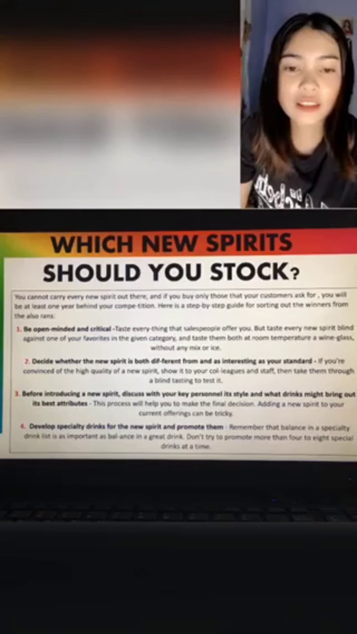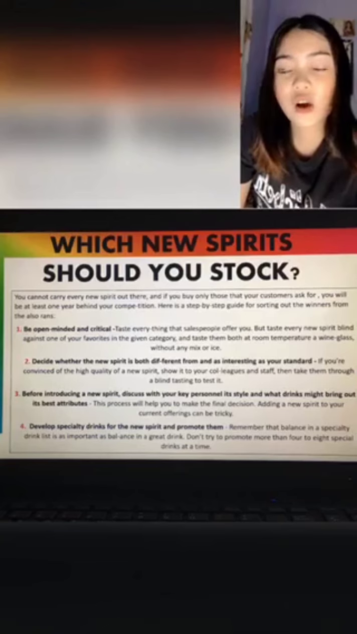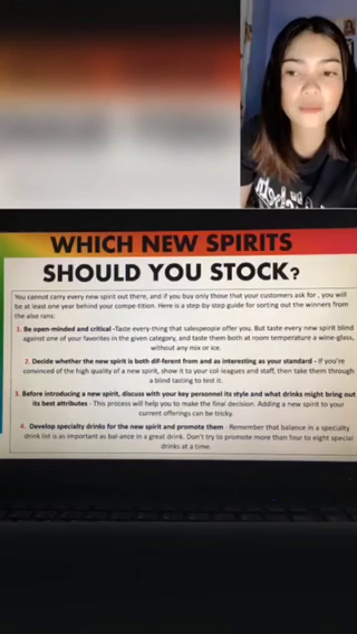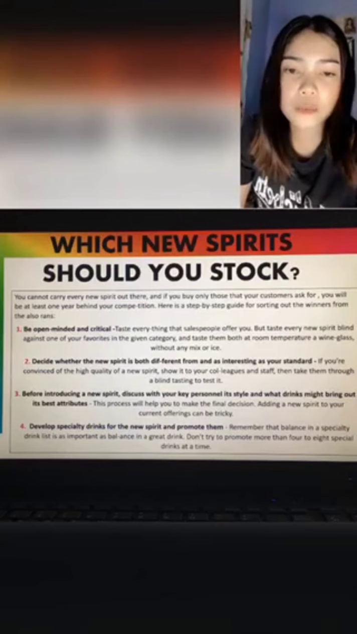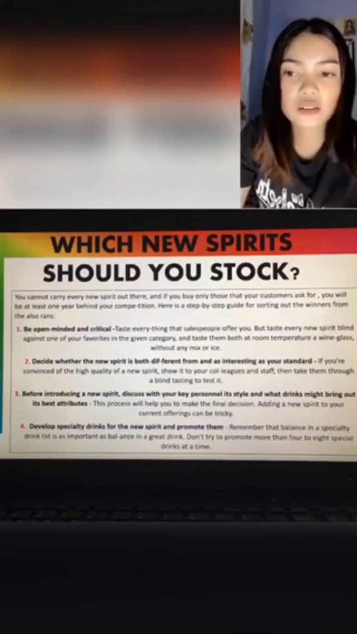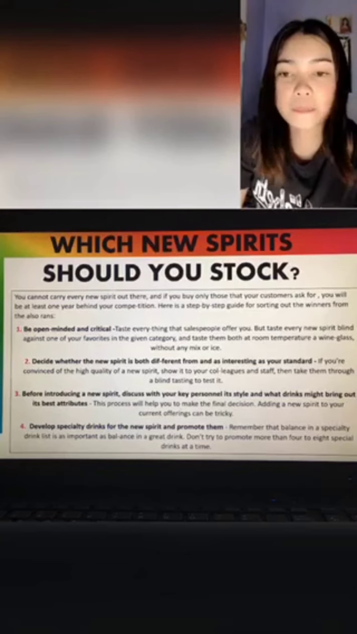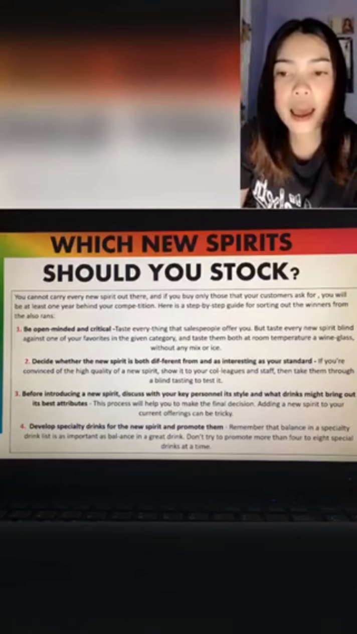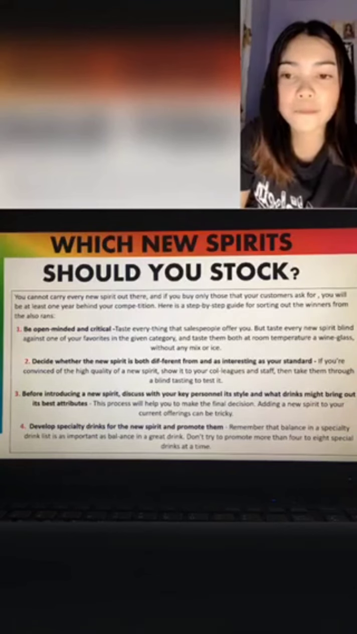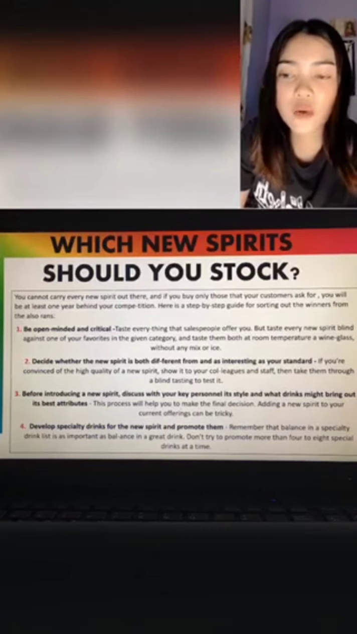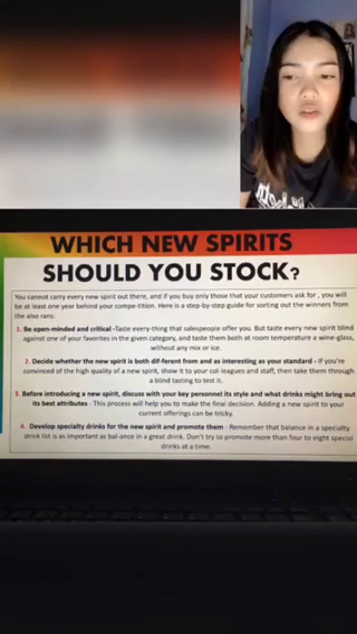Test everything that salespeople offer you, but test every new spirit blind against one of your favorites in the given category, and test them both at room temperature, in a wine glass, without any mixer or ice. Step 2. Decide whether the new spirit is both different from and as interesting as your standard. If you're convinced of the high quality of the new spirit, then take your staff through a blind testing to test it.